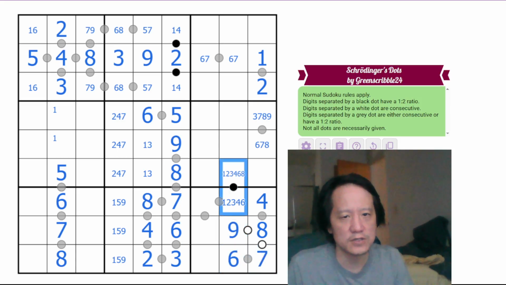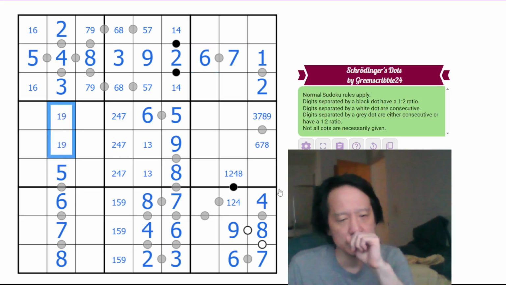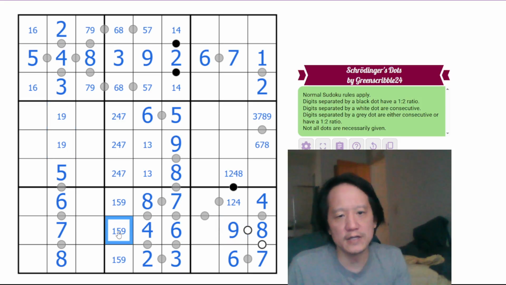6. So this cannot be a 3, 6 pair. This 6 also eliminates 6 here, so this is 7, which makes that 6. This is a 1, 9 pair. This 9 eliminates 9 here. This can't be 4, so it's 1 or 2, which is in a 1 to 2 ratio with 1, 2, or 4.